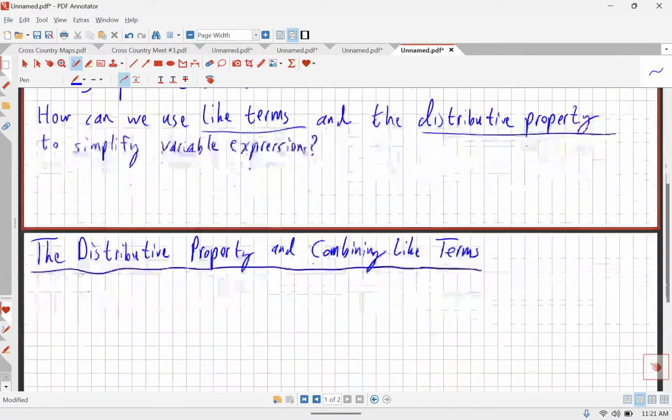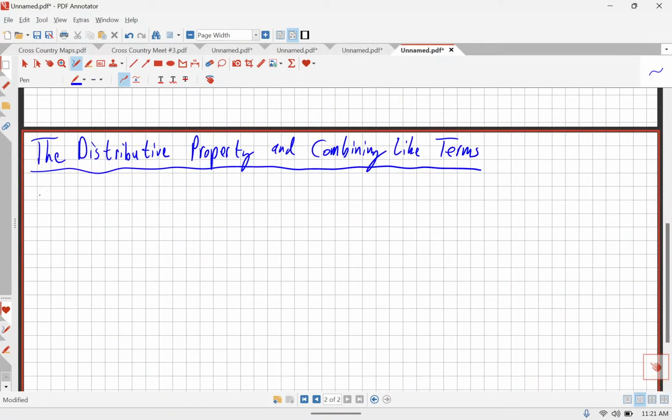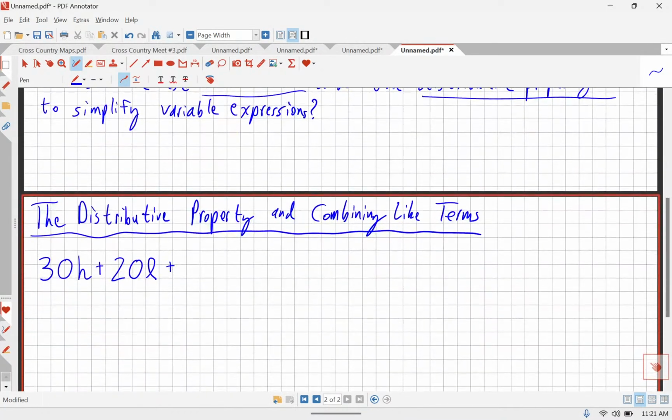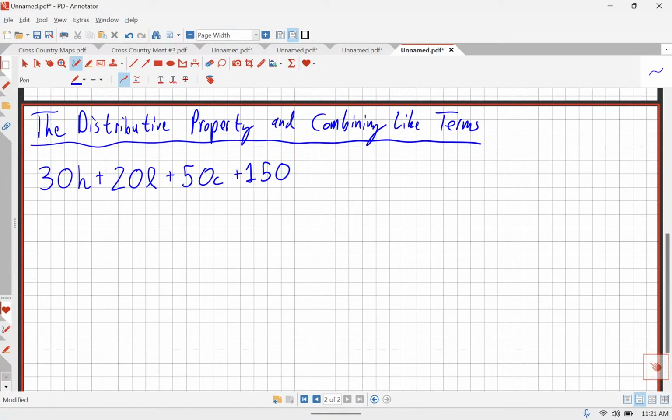It was, let's see here, we're going to do 30, and then we're going to make that H for push-ups, plus 20L for pull-ups, plus 50 crunches, plus 150 calories for a run. That was the expression that we came up with, and now we're just going to use the same variables. What if Elin did this exercise 5 times per week?